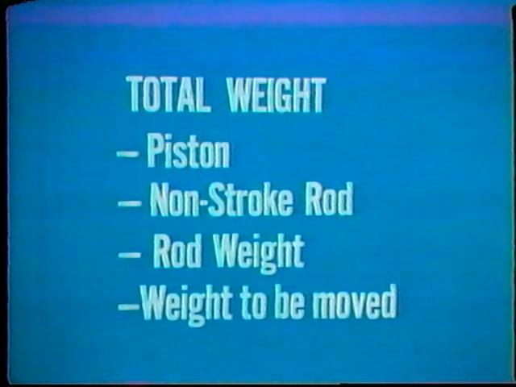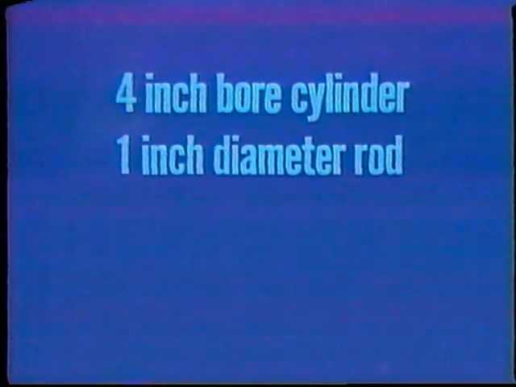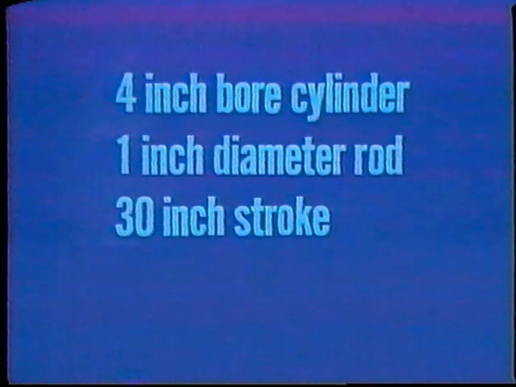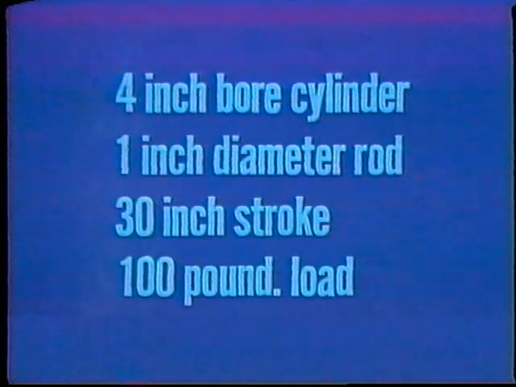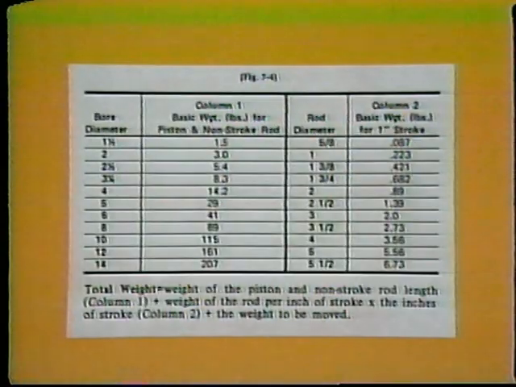Let's use an example to show that it's not that hard to find total weight. In this case, we have a 4-inch bore cylinder with a 1-inch diameter rod. The load requires a 30-inch stroke, and it has an equivalent load of 100 pounds. We want to know the total weight. First, we've got some help.